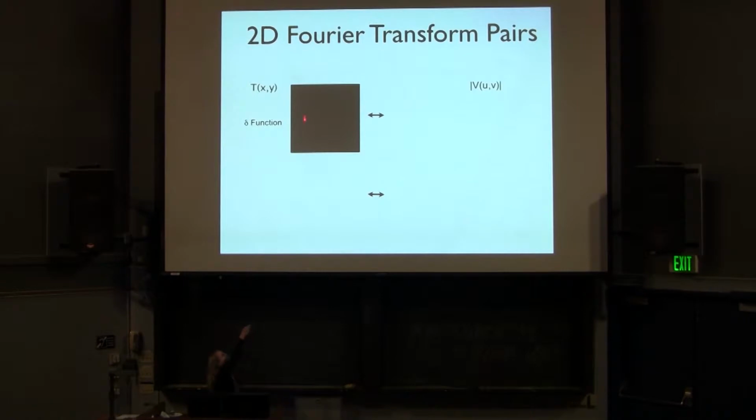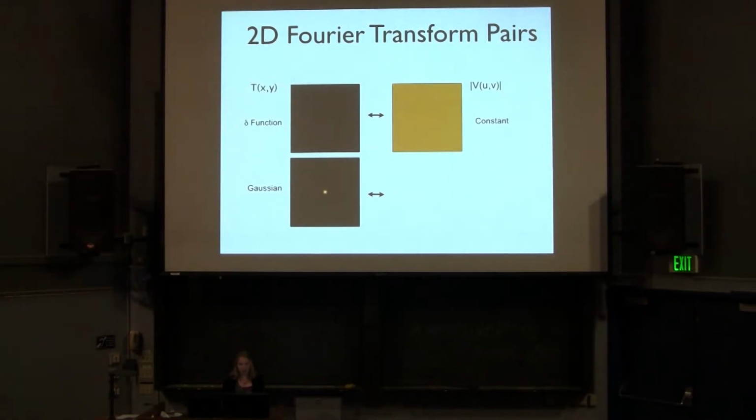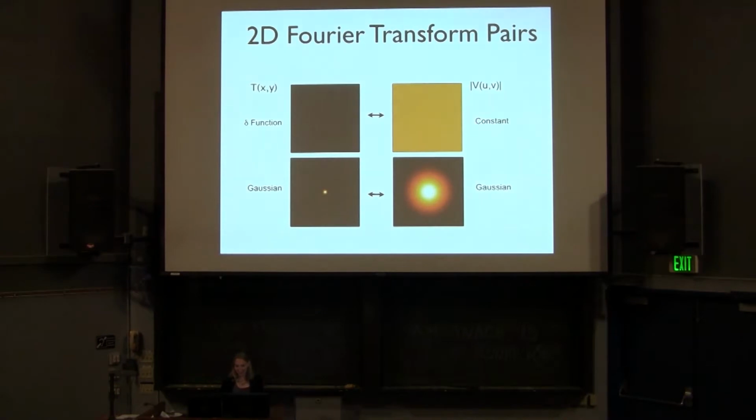Okay, so does anyone remember what the Fourier transform of a delta function is? A uniform constant. A constant, right. All right, good job. Next, suppose we don't have a point source. Suppose we have a distributed source or a diffuse source, which is a Gaussian. Does anybody remember what the Fourier transform of a Gaussian is? Another Gaussian. All right, great, this is easy.